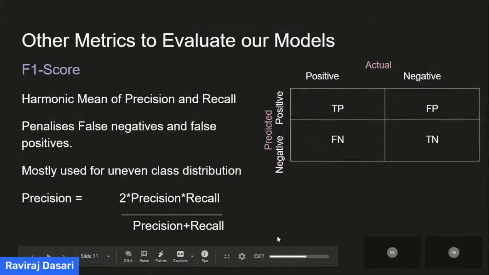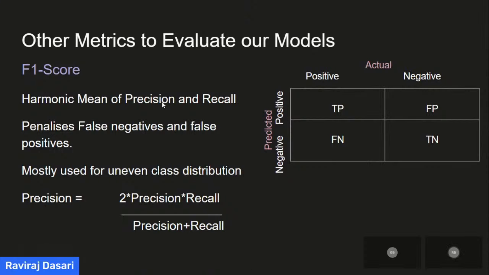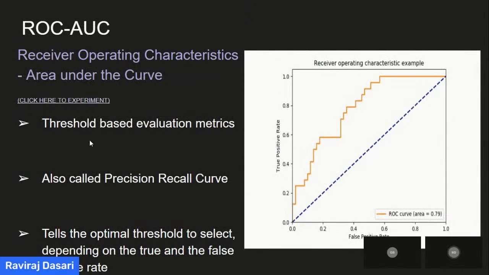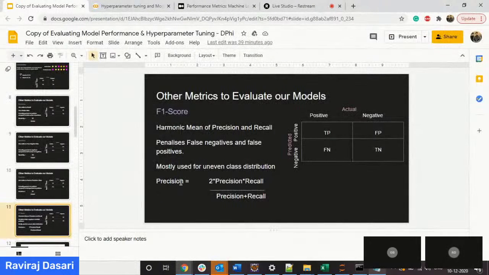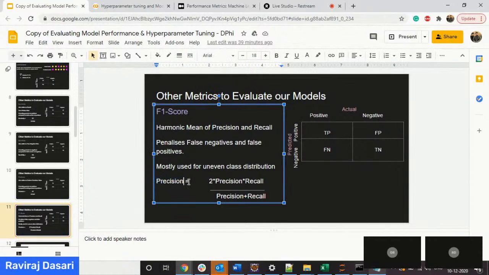Let's continue. And F1 score. F1 score is just the harmonic mean of precision and recall. You calculate the harmonic mean as 1 by F1 score equals 1 by precision plus 1 by recall. I'm sorry, this should be F1 score, not precision. I meant this should be F1 score.